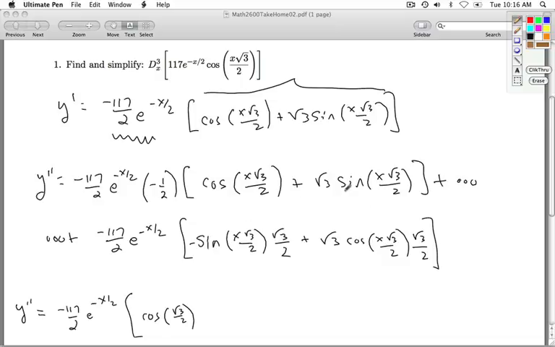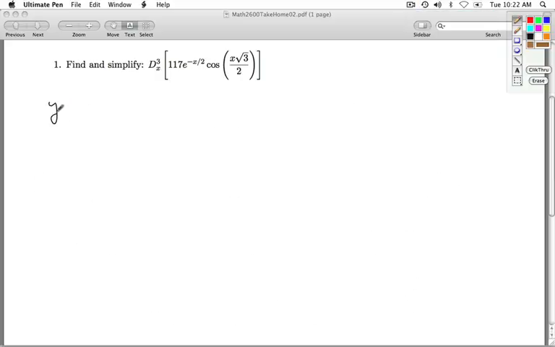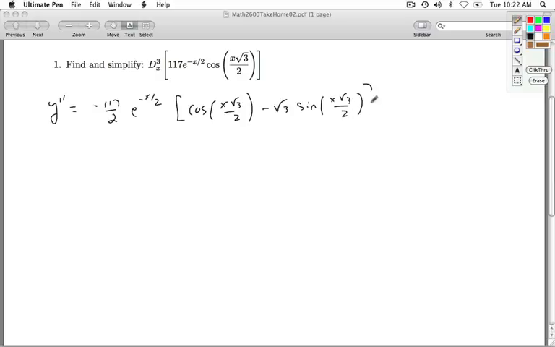When I multiply the negative 1/2 through here, I get negative square root 3 over 2 sine. Here's negative square root 3 over 2 sine. So that's negative 2 square root 3 over 2, or negative square root 3 sine x radical 3 over 2. And so that's my simplified second derivative. Okay, so here's our second derivative again. Y double prime equals negative 11(7) over 2 e to the minus x over 2 times cosine x radical 3 over 2 minus radical 3 sine x radical 3 over 2.